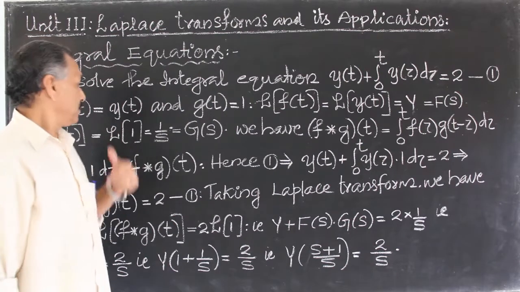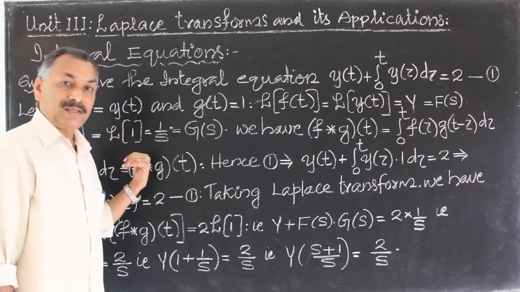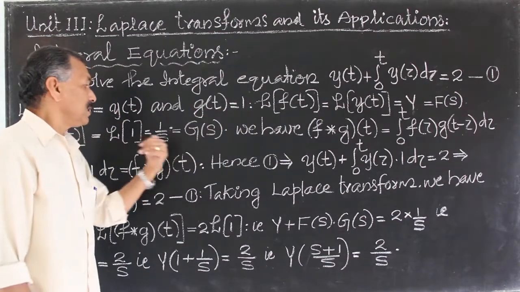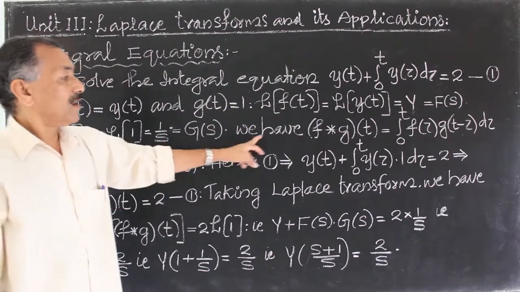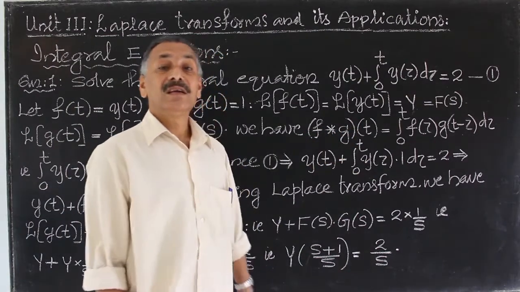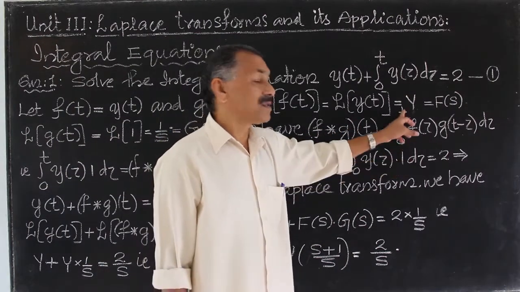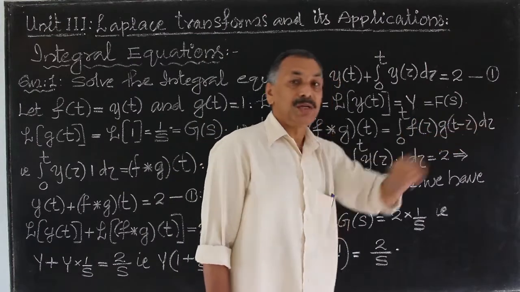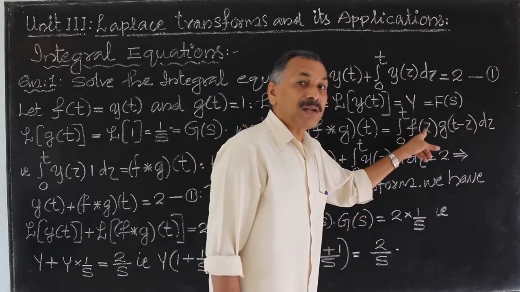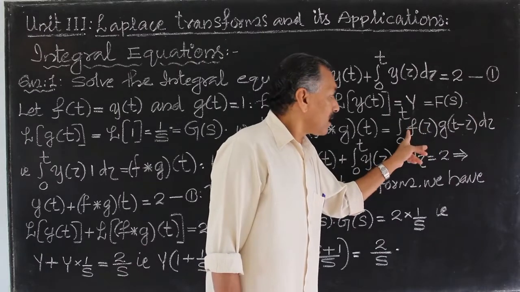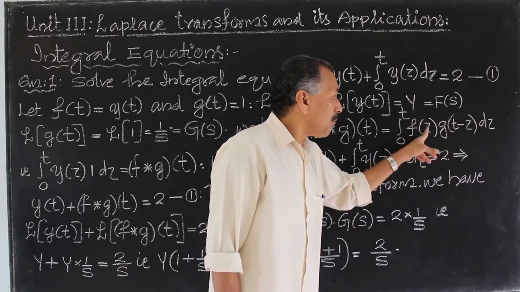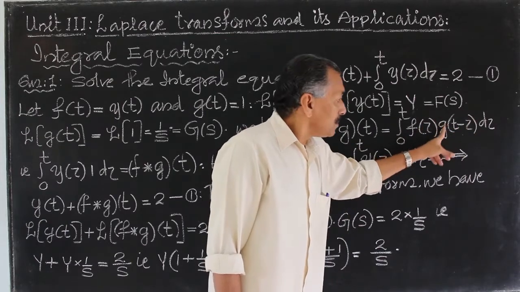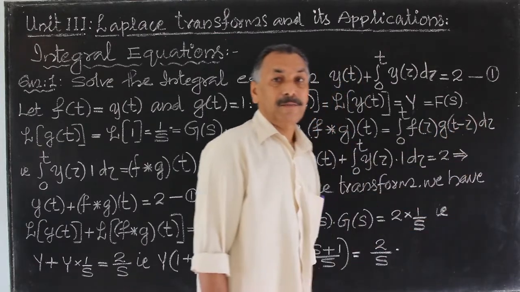Okay? Then we selected f, and a corresponding g. L of f is capital F, L of g is capital G. Then what is f after g of t? f after g of t is equal to integral 0 to t f of u into g of t minus u du. Instead of u, here tau, that is f of tau into g of t minus tau d tau.